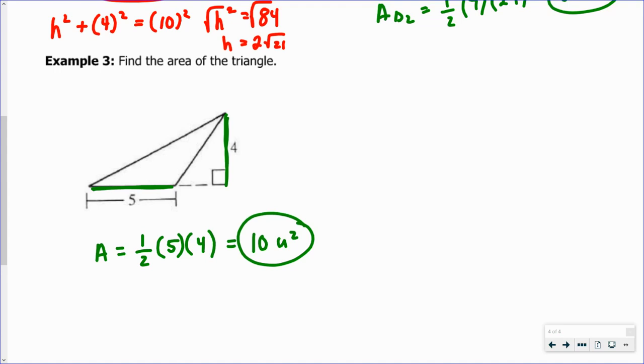So a couple big takeaways from this video. One is that the area of a triangle can be found by multiplying 1/2 times the base and the height. And the base and the height must be perpendicular to each other. So if you're not dealing with a right triangle, you're going to have to draw in an altitude and figure out the length of that altitude, using right triangle trig, the Pythagorean theorem, or special right triangles.